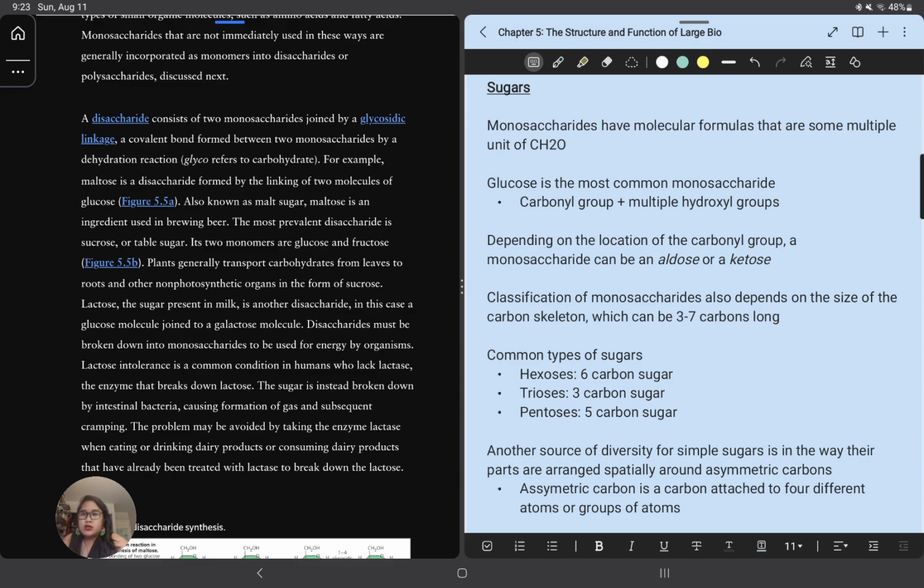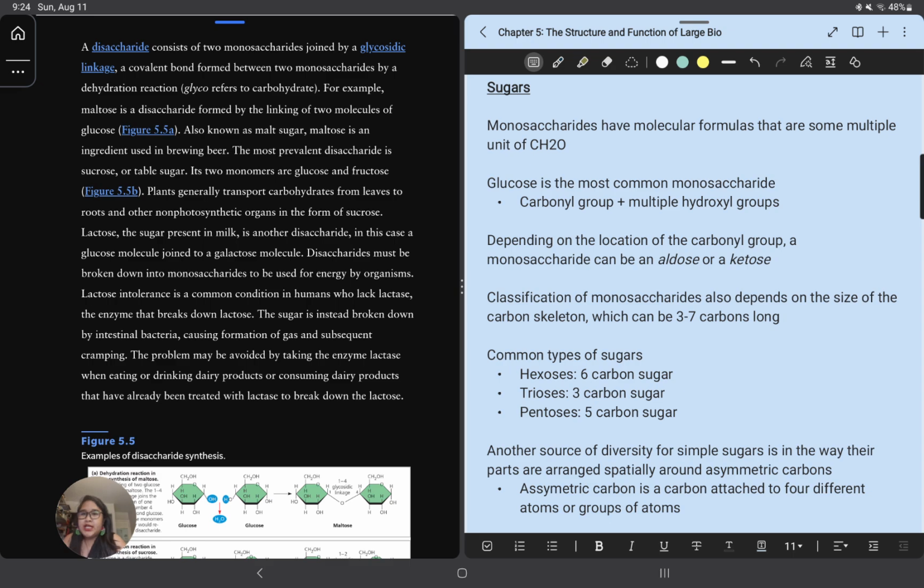Discuss next. A disaccharide consists of 2 monosaccharides joined by a glycosidic linkage, a covalent bond formed between 2 monosaccharides by a dehydration reaction. Glyco refers to carbohydrate.